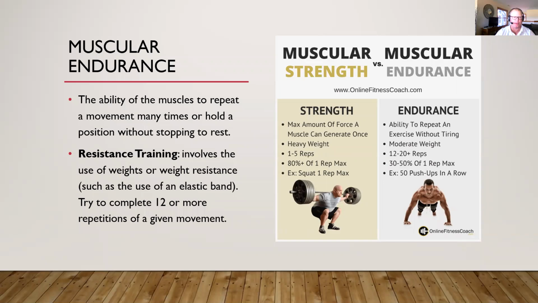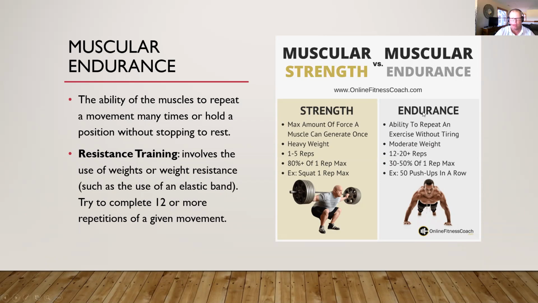Next, we have muscular endurance. The definition of muscular endurance is the ability of the muscles to repeat a movement many times or hold a position without stopping to rest. When we're working on muscular endurance, we want to incorporate the term resistance training, which is involving the use of weights or weight resistance. This could be like an elastic band, or you could be using actual weights to do this. And the goal when we're working on muscular endurance is to try to complete 12 or more repetitions of a given movement.